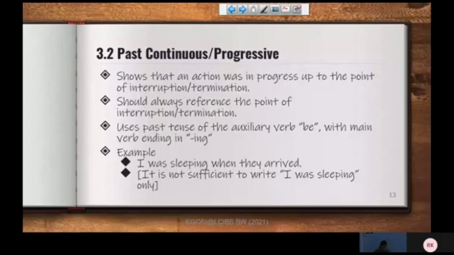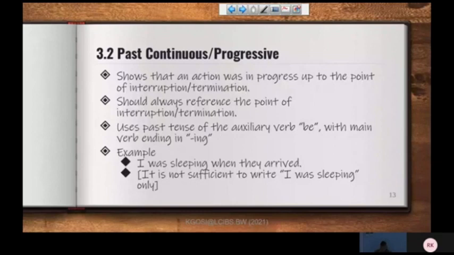Now, in normal speaking, when you're in conversation, it is easy for you to just say I was sleeping because you're probably answering a question, and that question itself had implied the point of termination or interruption. I can answer the question, what were you doing when your phone rang, with just I was sleeping? Because by saying I was sleeping, since the question was already asked, I'm therefore saying I was sleeping when the phone rang, even though I don't actually spell it out.